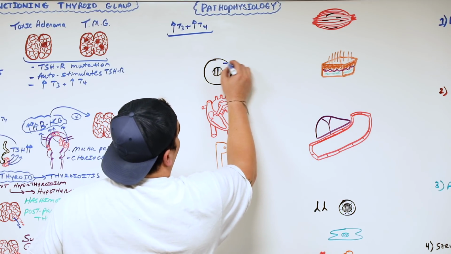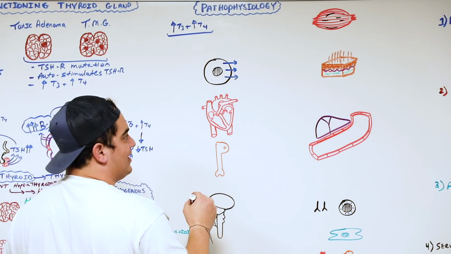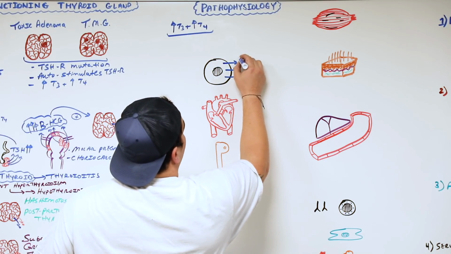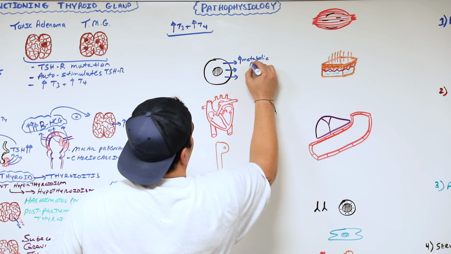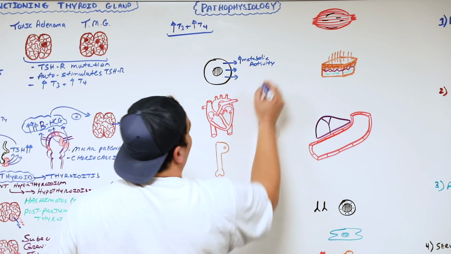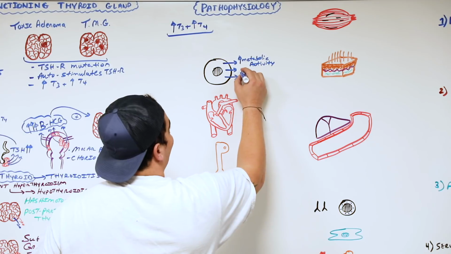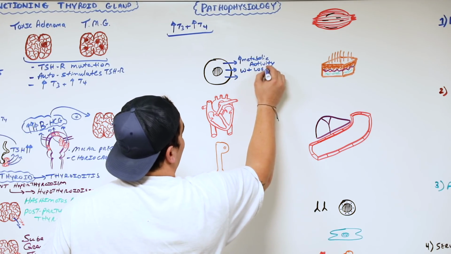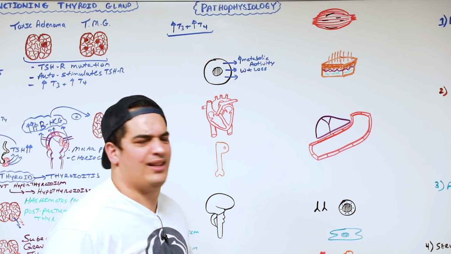What is that going to do? It's going to increase glycogenolysis, increase lipolysis, increase glycolysis, and this increased metabolic activity is going to do what? If you break down more glycogen, you break down more glucose, you break down more lipids, it's going to lead to weight loss. You're going to have a lot of weight loss because you're breaking down all that good stuff. I wish I had some of that sometimes.